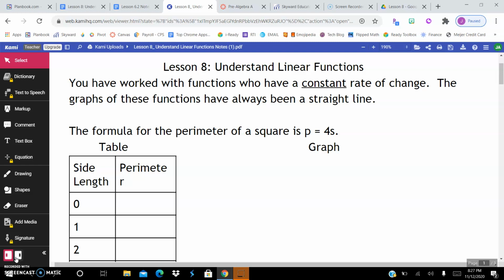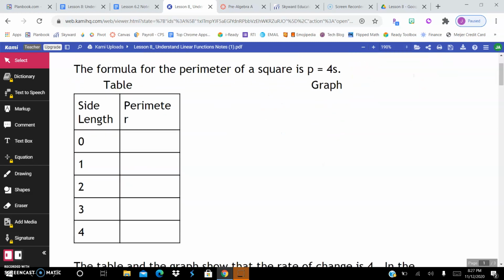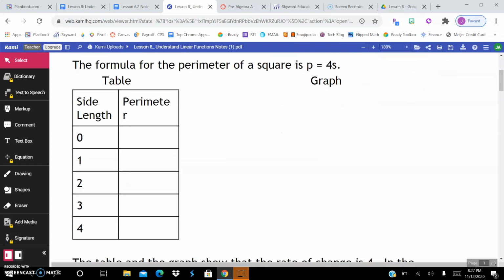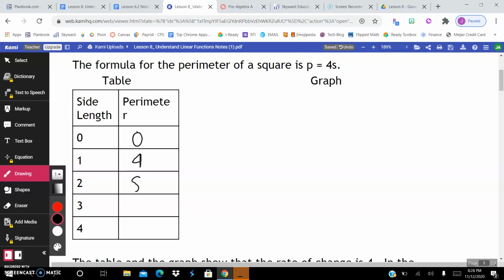So for an introduction here, the formula for the perimeter of a square is perimeter equals 4 times the side length. And we have a table here that we're going to have to fill out. So if the side length is 0, the perimeter would be 4 times 0, which would be 0. And then if the side length was 1, we would have to do 4 times 1, so that would be 4. 4 times 2 would be 8, 4 times 3 would be 12, and 4 times 4 is 16.